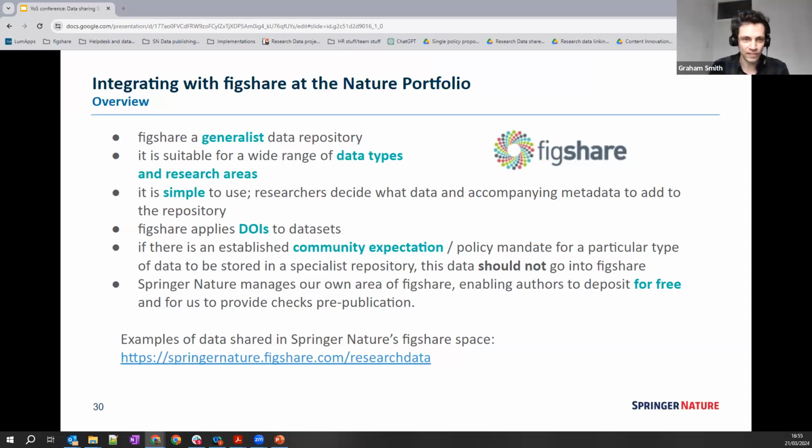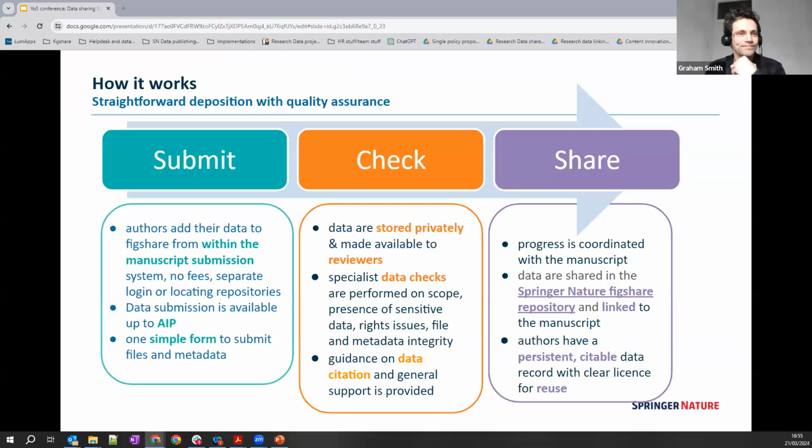We're not seeking to use Figshare to supersede other repositories in the area. We just want to provide a generally applicable solution. And again, this is really focused on this idea of ease of use.